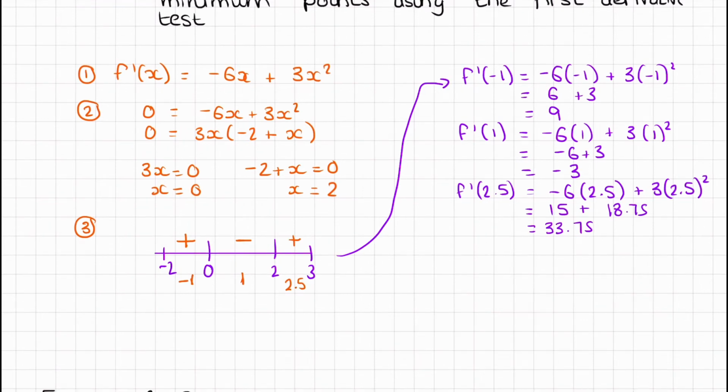Now we analyse the sign diagram. Between negative 2 and 0, the gradients were positive, which means it was increasing. Then between 0 and 2, it was decreasing, so the graph was going downwards. And between 2 and 3, it was going upwards. So that tells us, if we just look at the shape, it was doing something like this. Okay, then when x equals 0, that is the maximum. And then when x equals 2, that was the minimum.